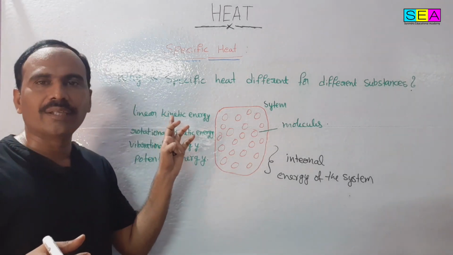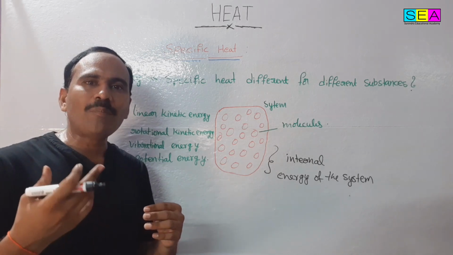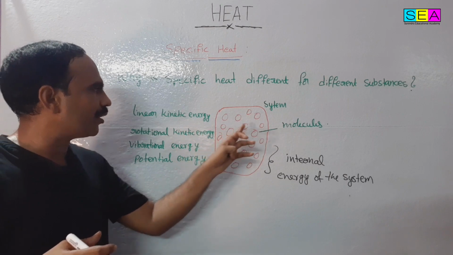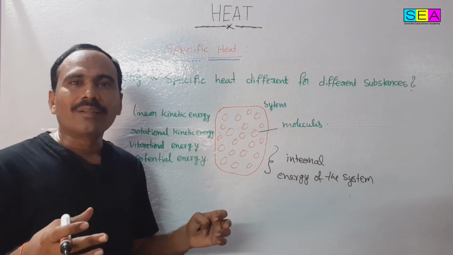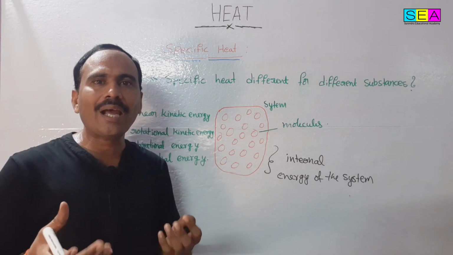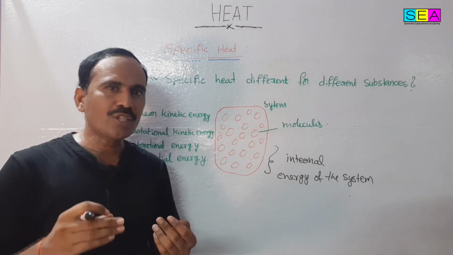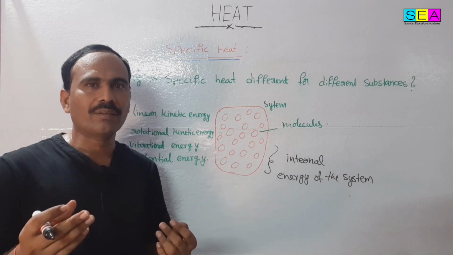into linear kinetic energy. The shared heat energy, a maximum quantity, converts into linear kinetic energy among the molecules. So that object's temperature will rise faster. They have low specific heat, and specific heat also varies with temperature.